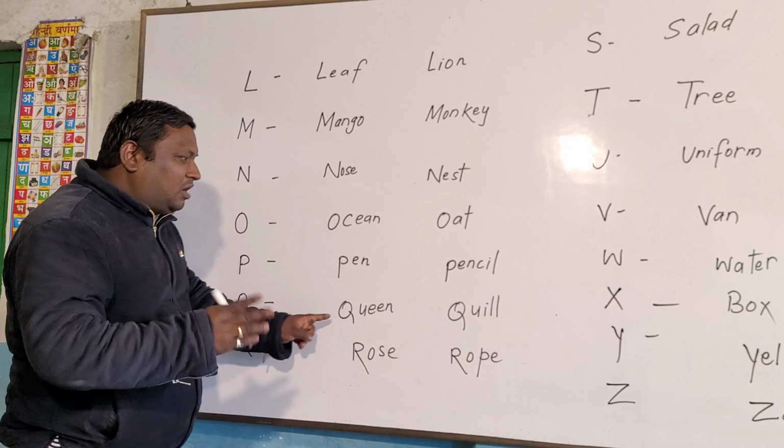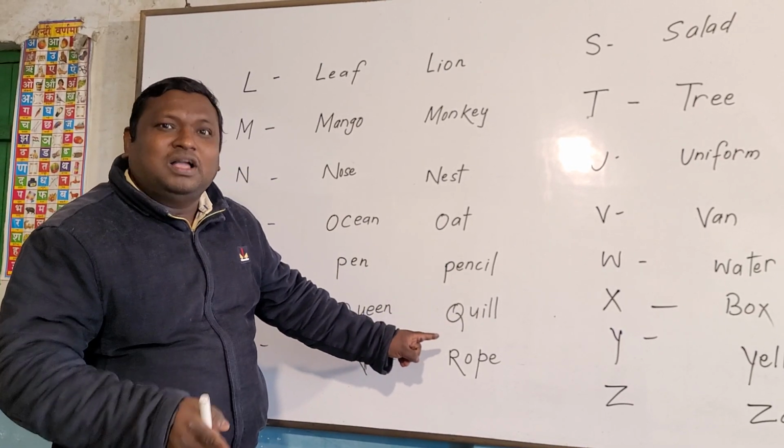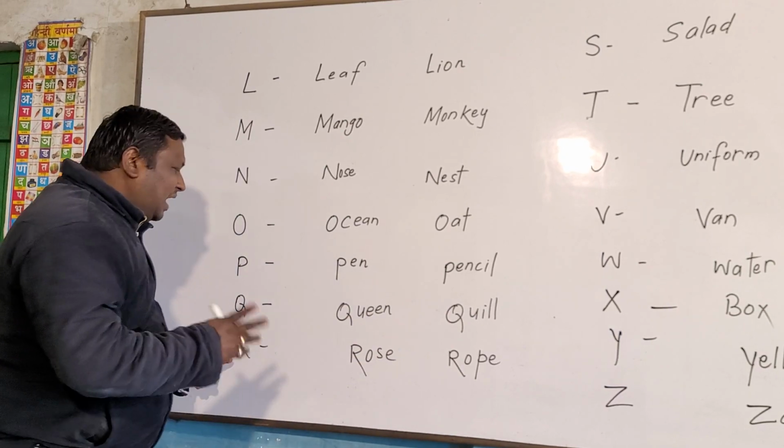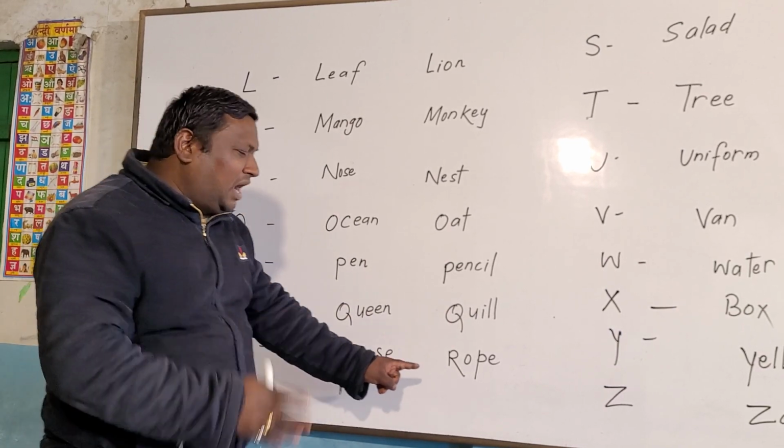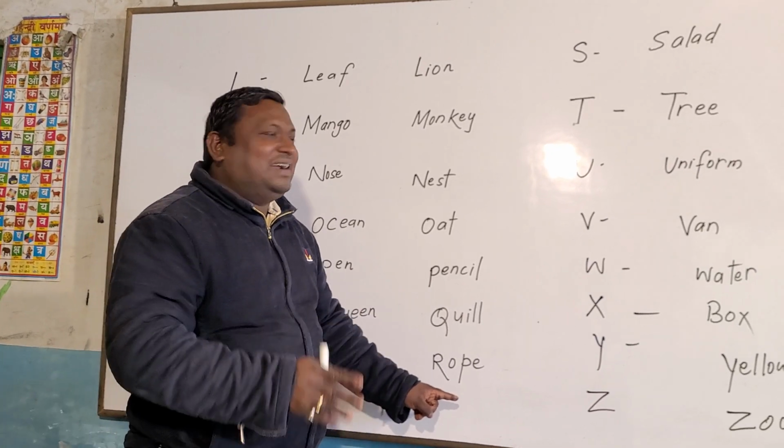Q for queen and Q for quill. Qu qu qu. Qu, qu, qu. R for rose and R for row. R, r, r, r, r, r.